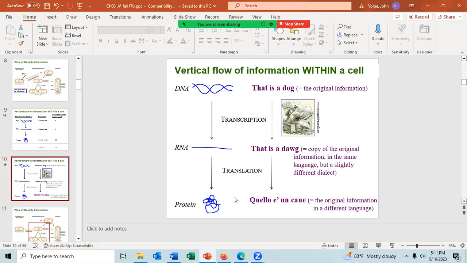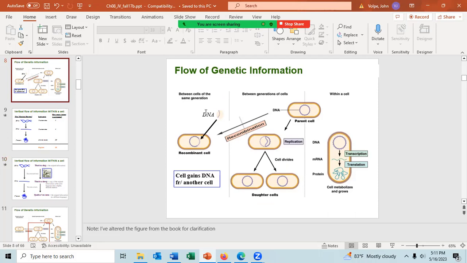Now, the information in organisms does flow in more than one way. There's the information flowing within a cell that we've already talked about. There's also the information flowing between generations of cells, and that would be from the information in the DNA flowing to the information when the cell divides into the daughter cells. The DNA has to be copied, and then the information flows to each of the daughter cells. For humans, you'd have the information in two parents flows into the information in one offspring. And that also is the flow of information between generations of cells.